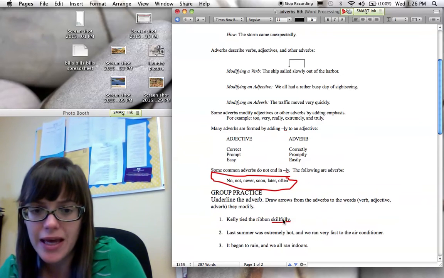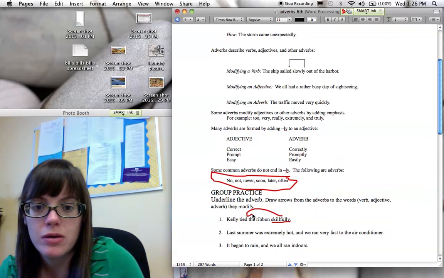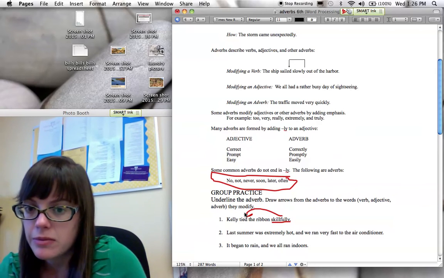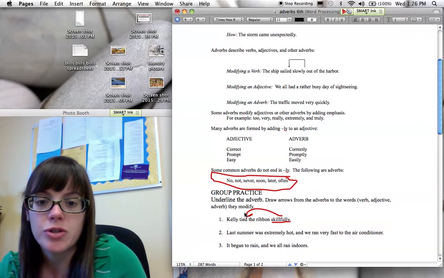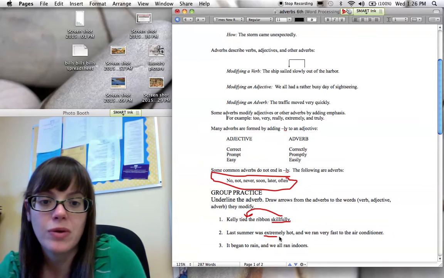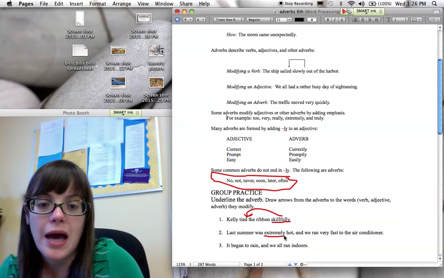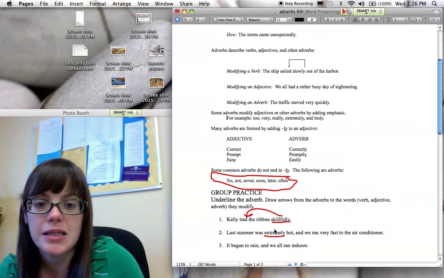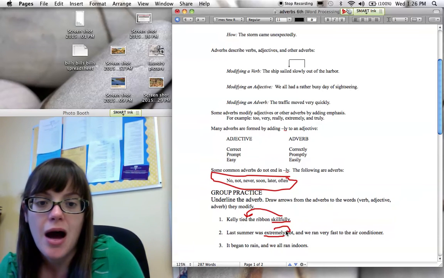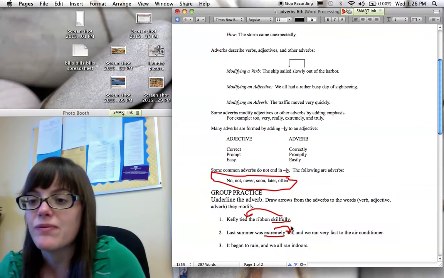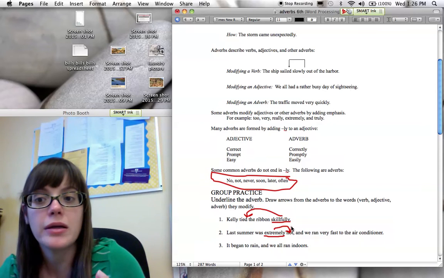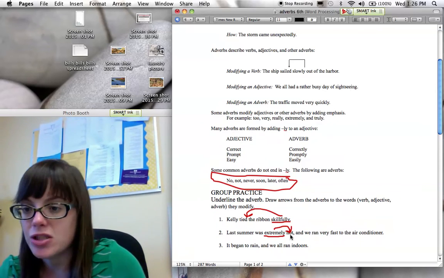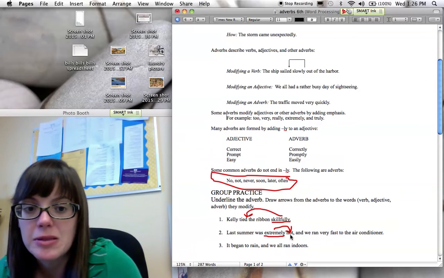So skillfully tells me how she tied the ribbon, okay? All right, now number two: last summer was extremely hot and we ran very fast to the air conditioner. So I got another ly word, extremely, and I see that it's describing hot. It's adding emphasis to hot, telling me it's really, really hot. And since hot's an adjective, we know extremely must be an adverb.